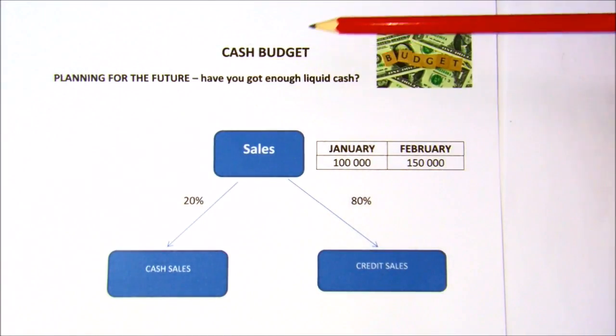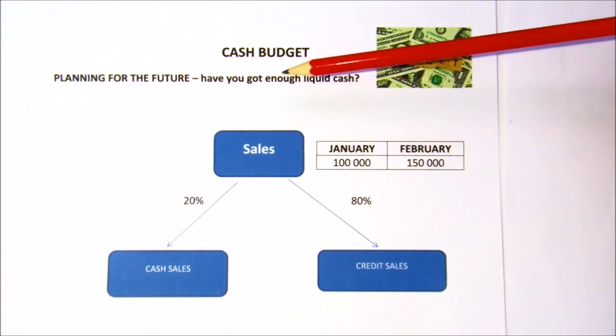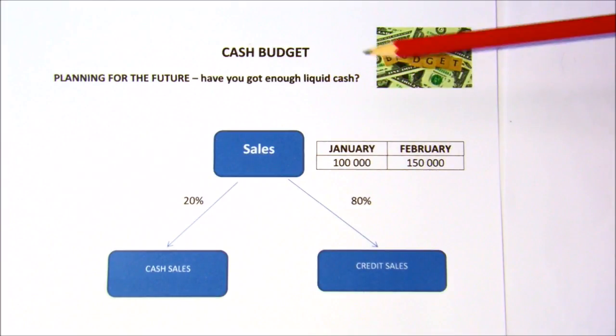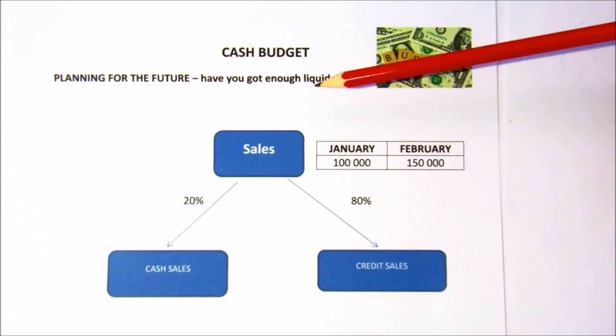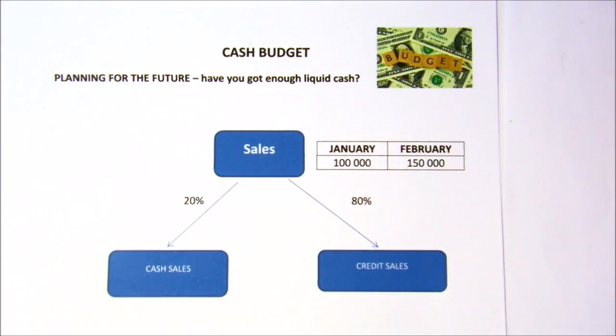So the whole point of drawing up a budget is part of our planning, so that we can see: have we got enough liquid cash in the future? In other words, is there enough cash around or things that will convert into cash in order to pay all your expenses and to pay all your accounts.